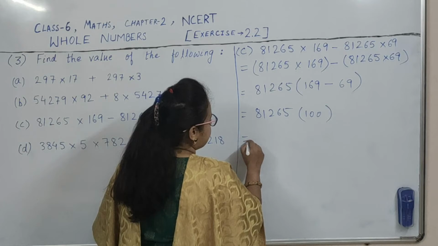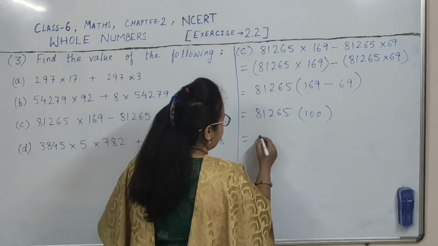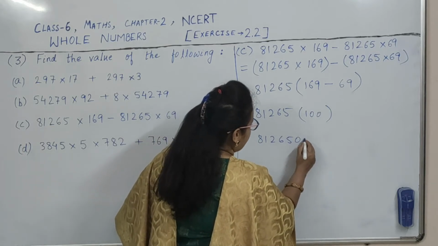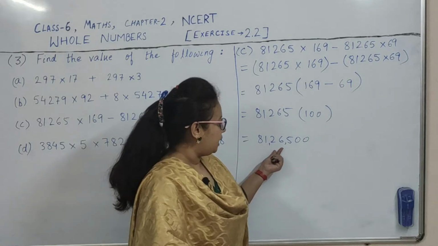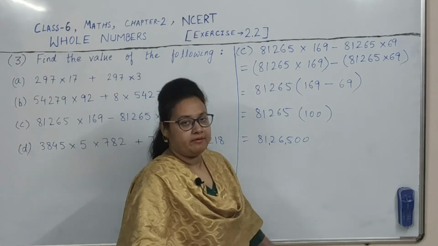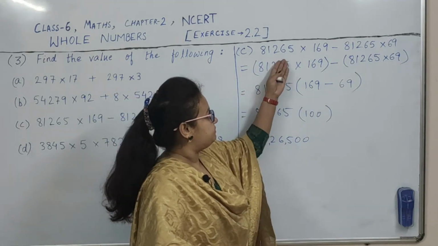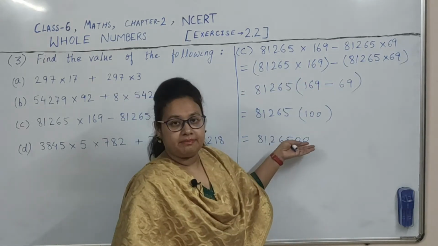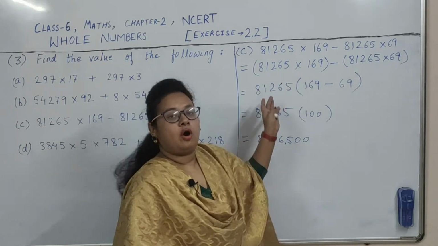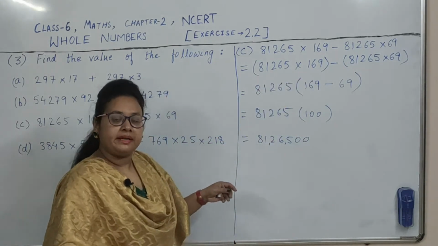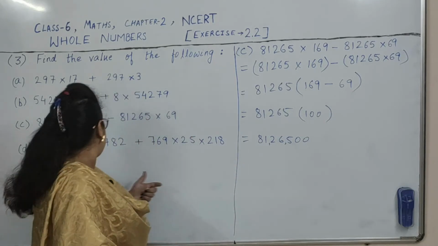Now 100 into this, bracket means multiplication, so this into 100 gives 8126500. So this number is 81,26,500. This is the answer. See, very easily we didn't have to multiply these big numbers. Without multiplying those big numbers, we have very easily got the answer by taking common. Okay, it is a very important thing in mathematics. You must learn this properly and pay attention to the class and learn it properly.